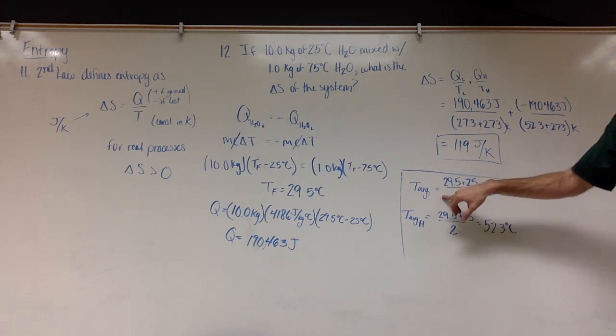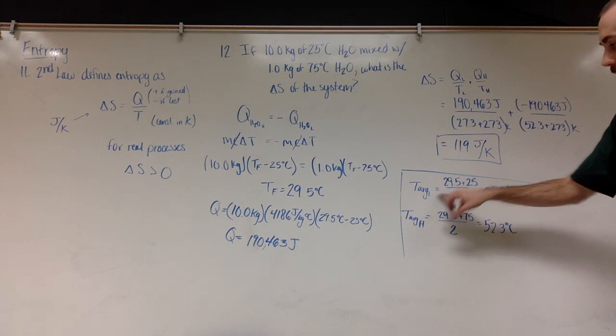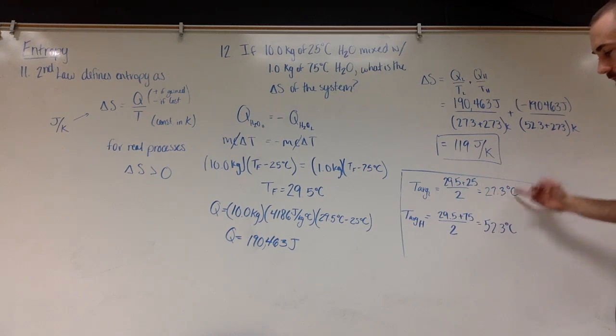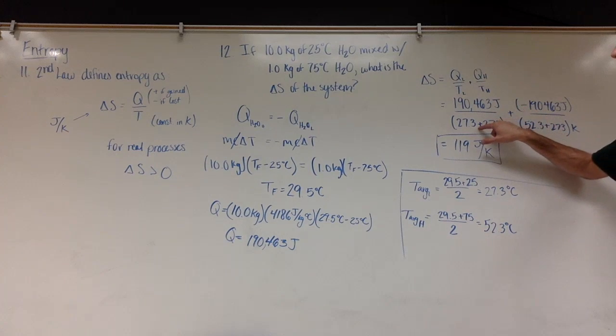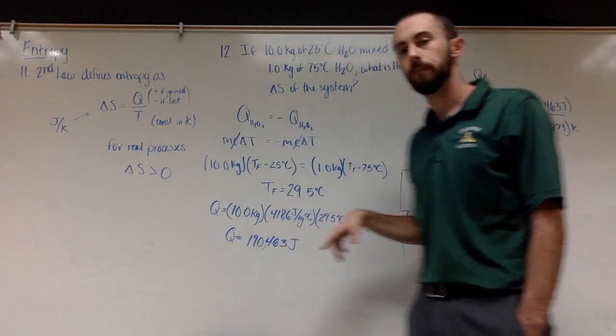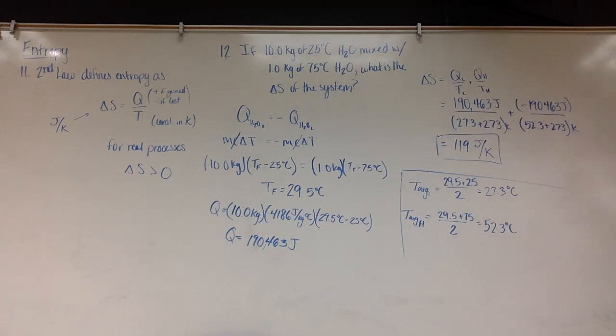Now what I do is I just find the average temperatures for them. So here was for the low one. I did 29.5 plus 25. There's my average. Same thing with 75, 52.3. So what I do now is just put the temperatures in Kelvin. Remember, our units are temperature in Kelvin. And I go ahead and plug it in.